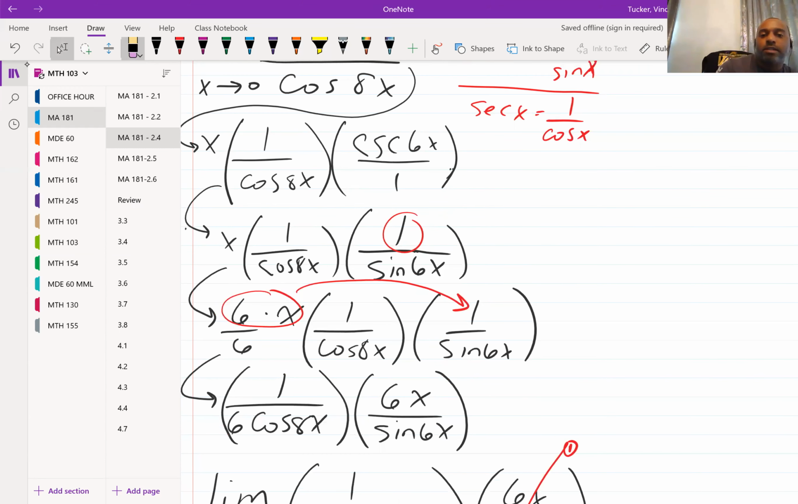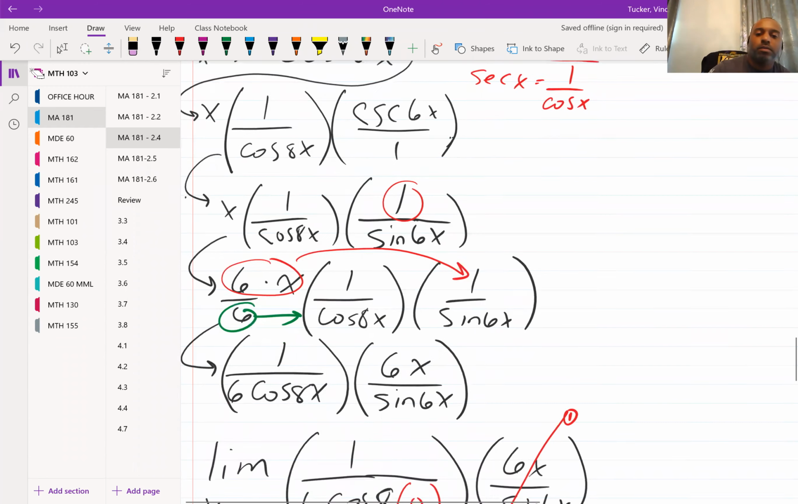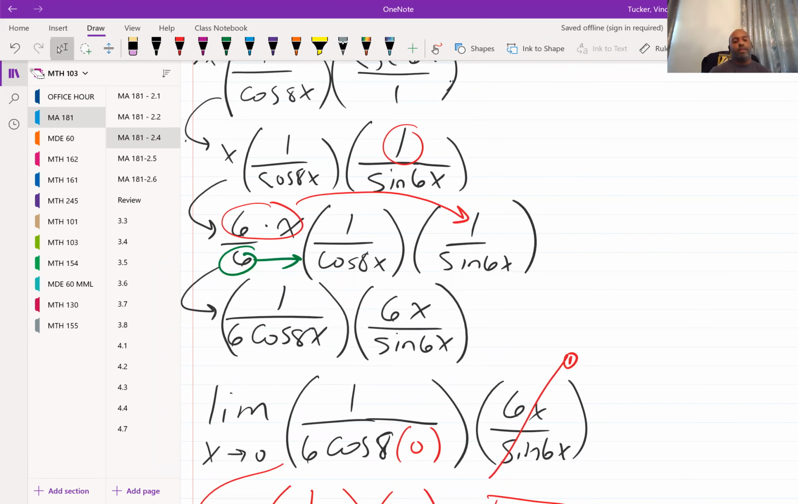So I took the 6x, put it over there in the numerator. Hey, I left my eraser on again. Put it in this numerator, and then I took this 6 and just put it in front of the cosine 8x that's in the denominator. So now we have the limit as x goes to 0 of 1 over 6 cosine 8 times 0, because you're plugging in 0 for that. And then here, this goes to 1 because of our relationship with sine.